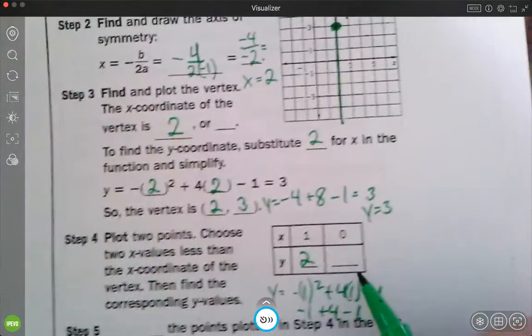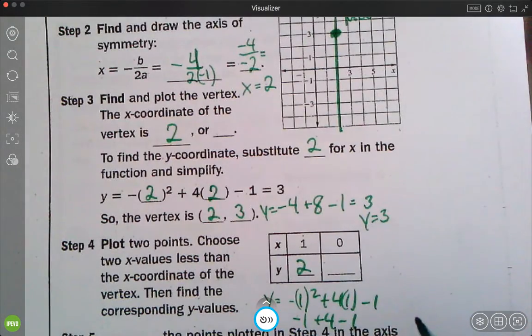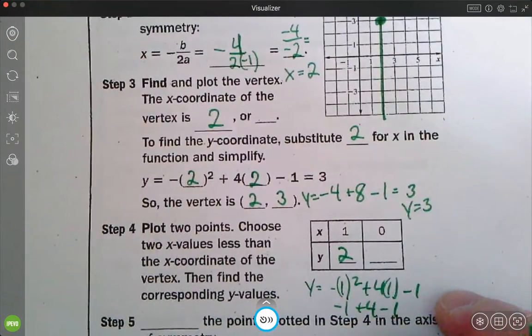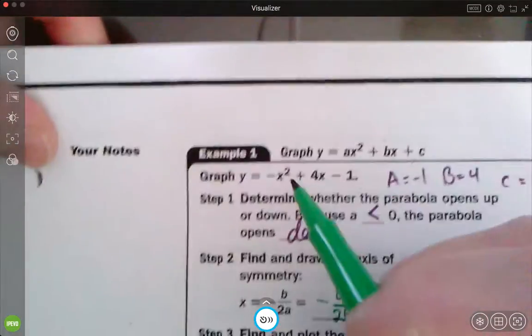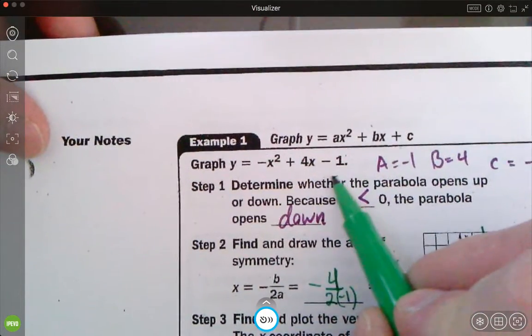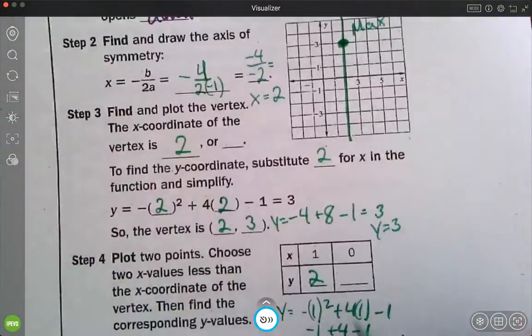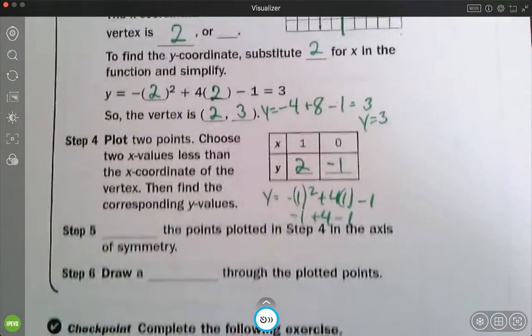And then the 0, okay, I automatically know my y-intercept. The y-intercept is the c value. So when I put in x equals 0, this is going to be my y-intercept, negative 1. So I go there and I put a dot.